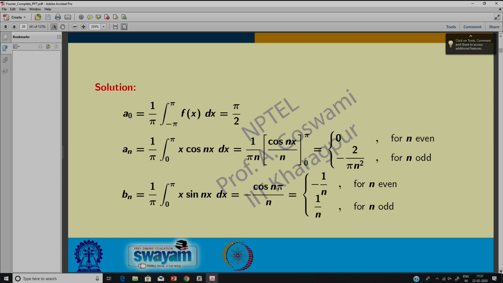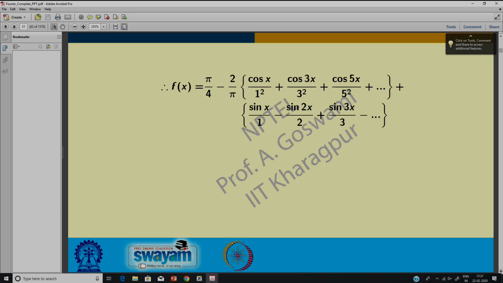Your b n is 1 by pi, integral from minus pi to pi of f(x) sin n x dx. Again, since from minus pi to 0 the function is 0, it is 1 by pi, integral 0 to pi of x sin n x dx, and you have to simply evaluate the integral to obtain the result. So, once I have obtained a naught, a n, b n, I can write down my f(x) in terms of the series like this.